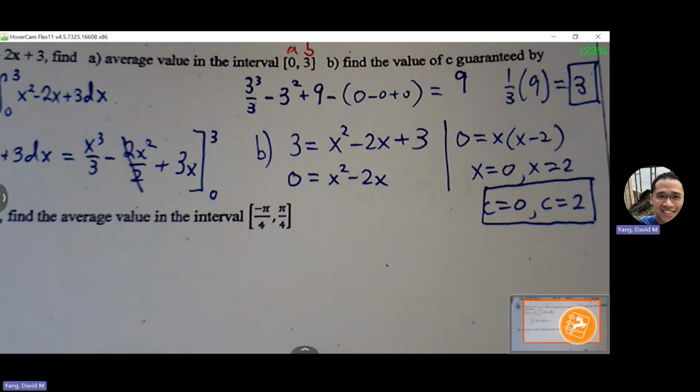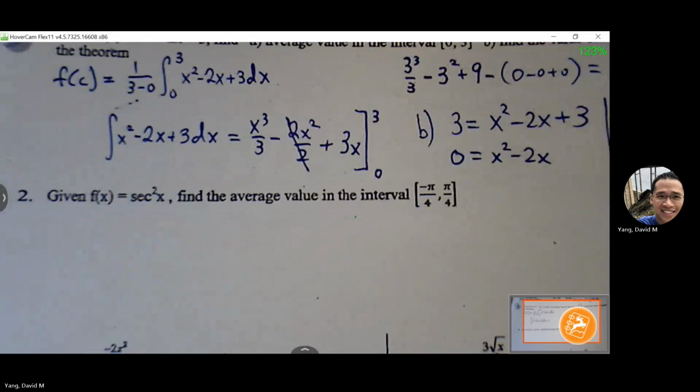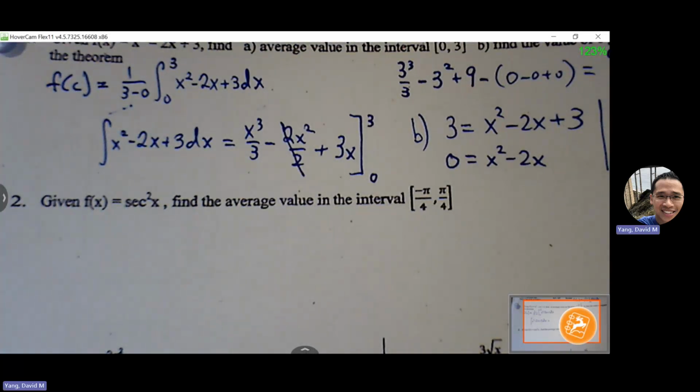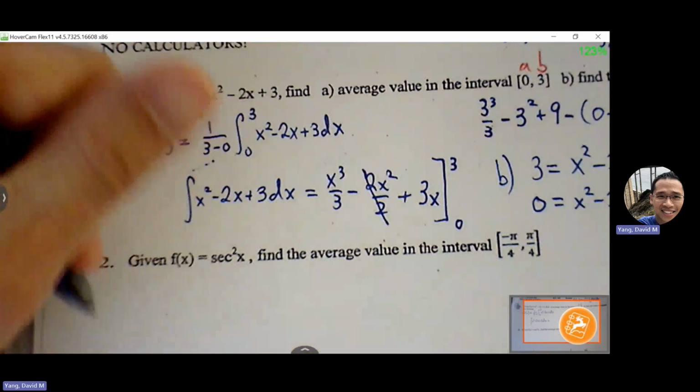Okay. Number 2, find the average value. So let's see if you can set this up. This one is only asking for average value, so there's no part B to it. Just have to find the average value. Okay, so we have our a and b, we have our function.